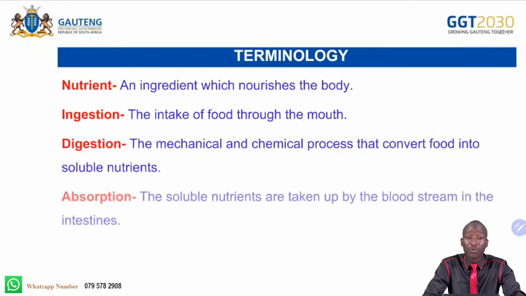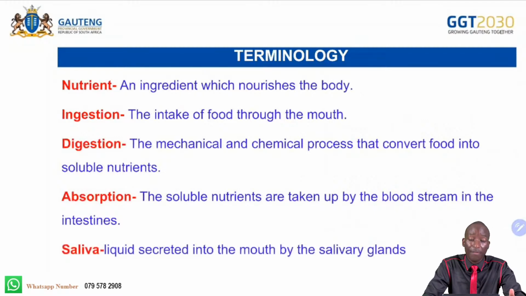Right. Absorption. The soluble nutrients are taken up by the bloodstream in the intestines. So that's where absorption takes place. Right. Our next term is saliva. This is a liquid which is secreted into the mouth by the salivary glands.